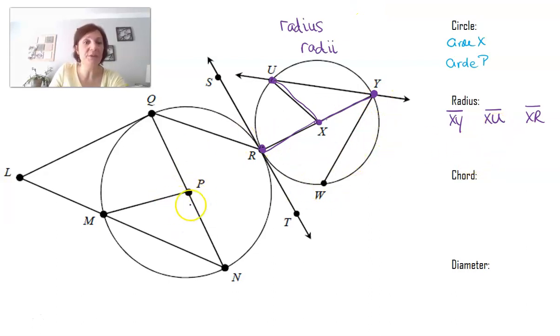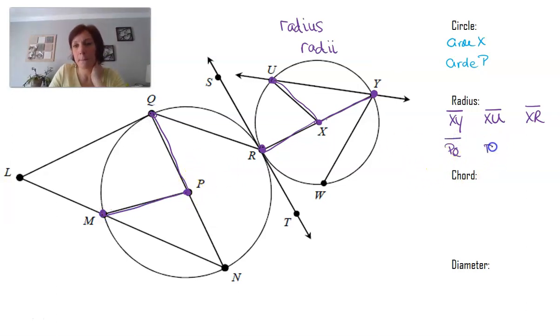All right, so we can do the same thing over here for circle P. In circle P, I can see 3 lines that come out of the center at P and go to the edge. There's PQ, there's PM, and there's PN. So you could label any number of radii in a circle. In fact, if I wanted to, I could go PR. It wasn't drawn in for us, but it's a radius, just like any other one.